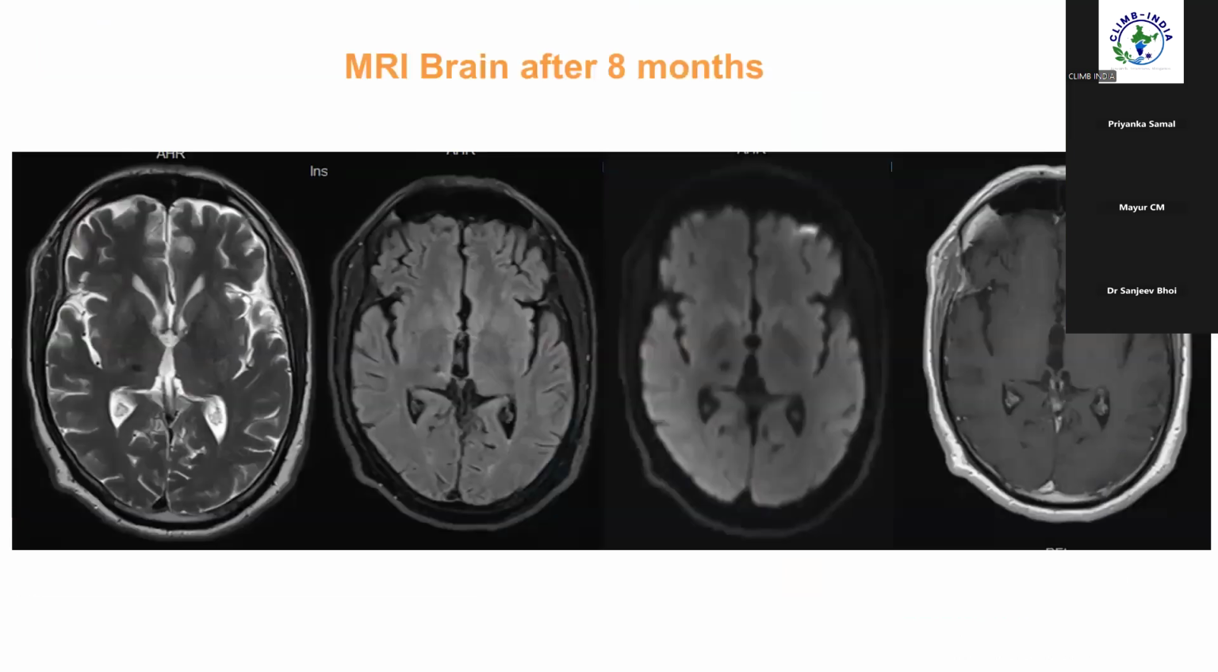So the MRI brain was repeated once again after 8 months. It showed almost complete resolution of the lesion, with some residual post-infective gliosis over the right thalamus. We can see the rest of the brain was normal.